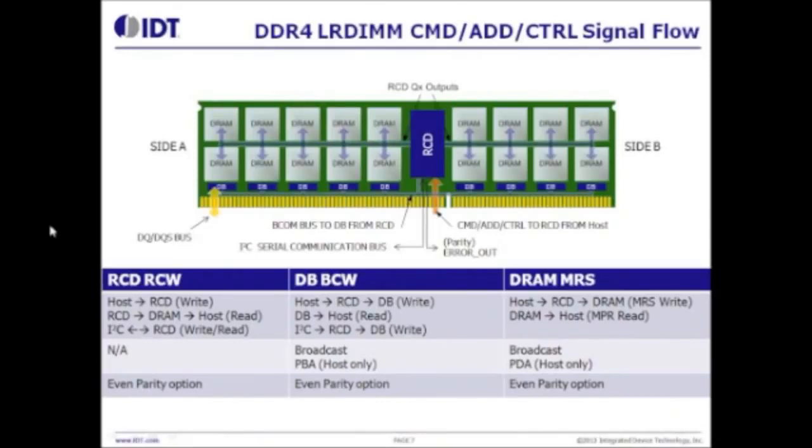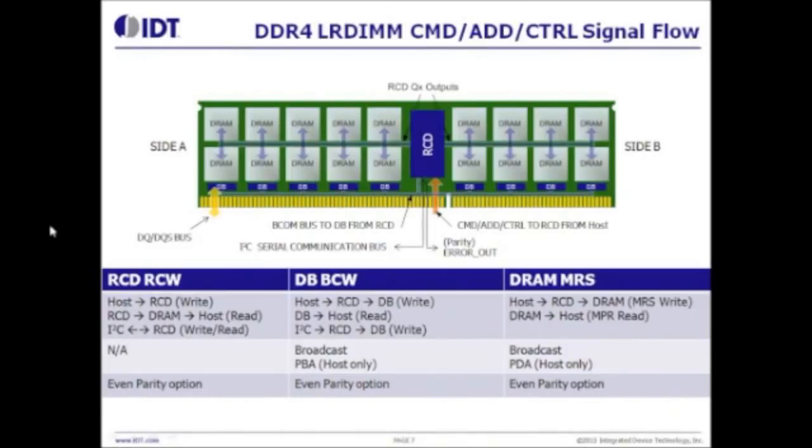The data buffer works in a similar way. For the data buffer, the buffer control words are called BCW. You can see here that writes are written from the host via the RCD to the data buffer. For reads, a command is sent by the host to the data buffer to move the appropriate data buffer bits into a special multipurpose register located in the data buffer. Then the register's data is read out of the data buffer onto the DQ bus.